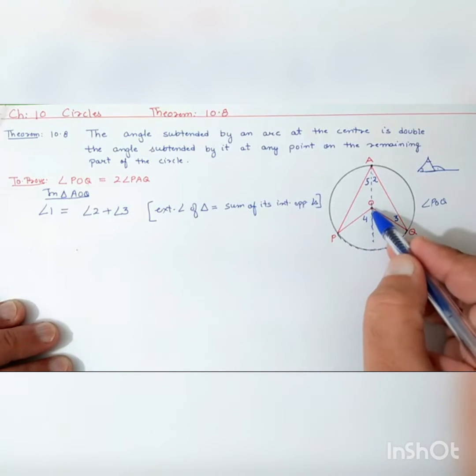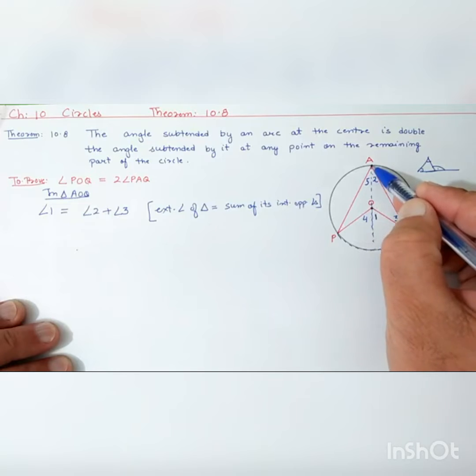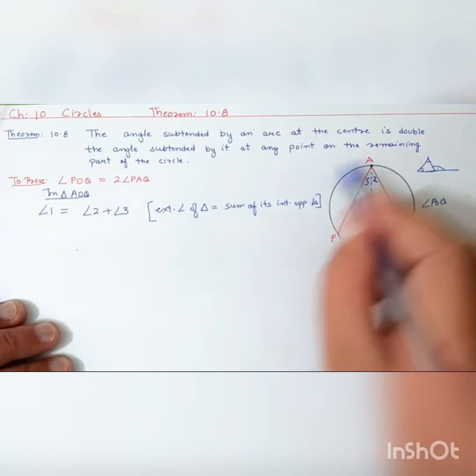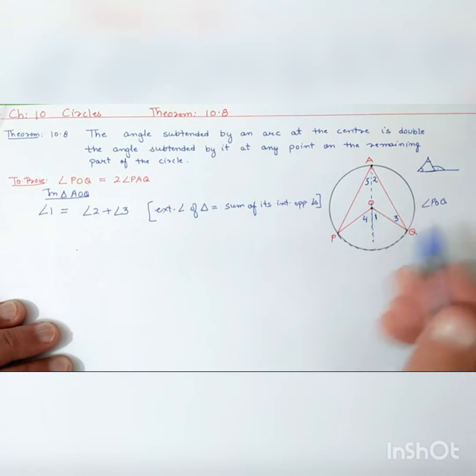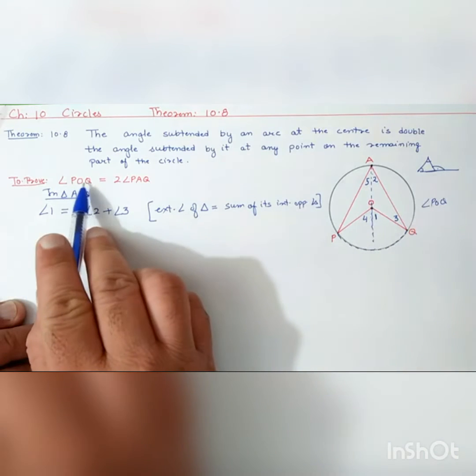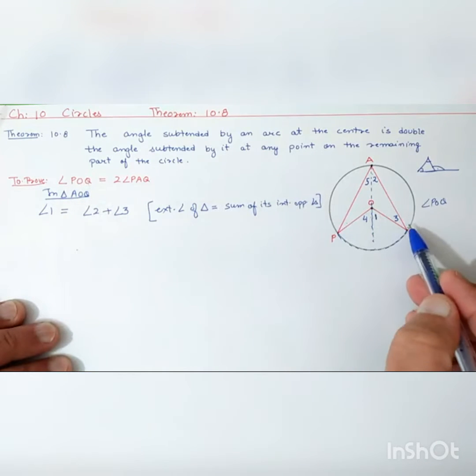Hi students, theorem 10.10 in circles. The angle subtended by an arc at the center is double the angle subtended by it at any point on the remaining part of the circle. Okay, for this I will explain the diagram first.